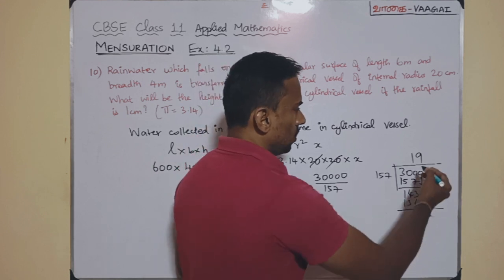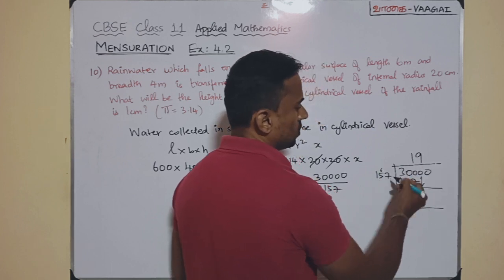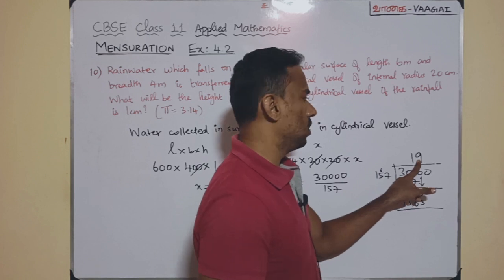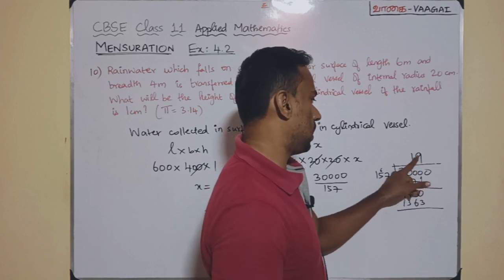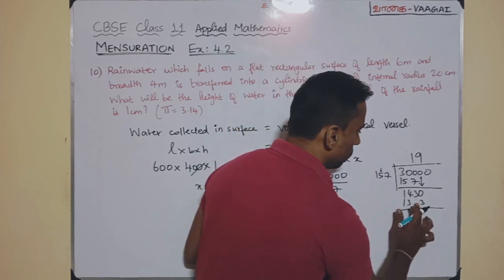Okay, let me check it. 9 sevens are 63. 6 is the carry, right? Yeah, 6 is the carry. So when 6 is a carry, this will become 9 fives are 45. 45 plus 6 will be 51. It will be 51.